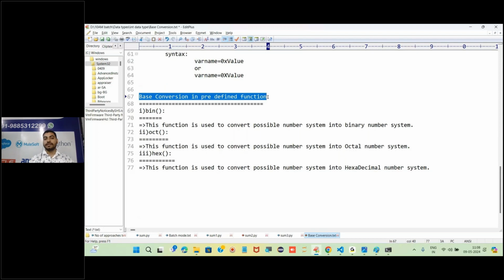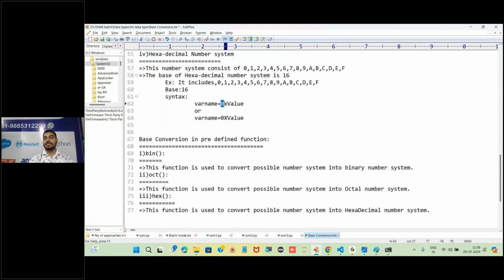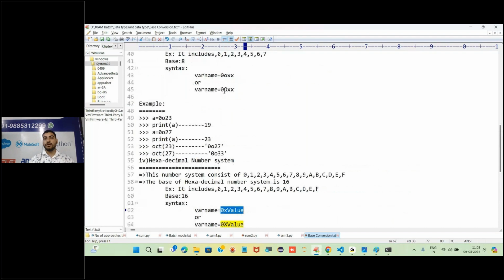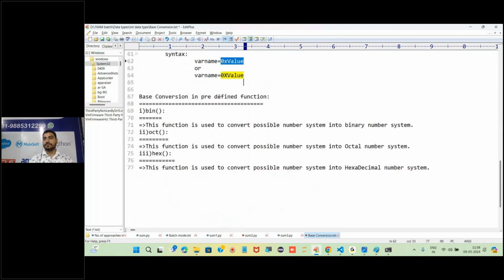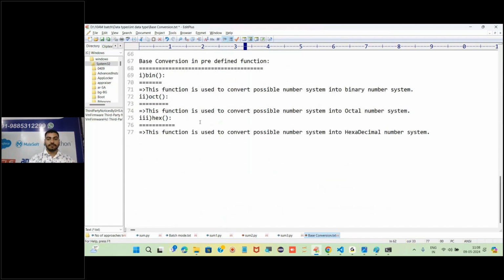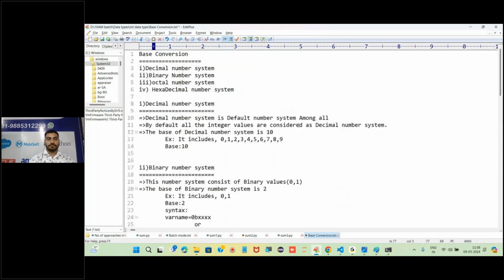To convert, we have a few predefined functions as well as some syntax. The syntax is: 0x means hexa, 0o means octal, 0b means binary. Getting my point? Simple it is. Okay, fine. So I'll save it.